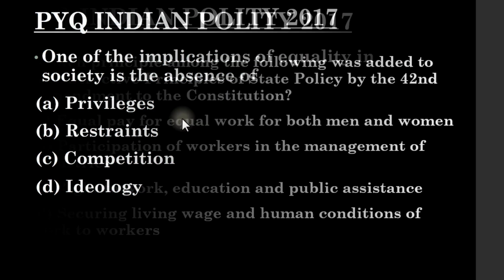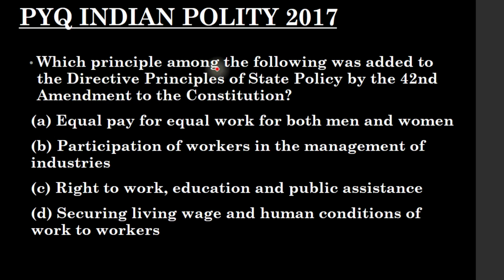Next question. Which principle among the following was added to the directive principles of state policy by the 42nd Amendment to the Constitution? Option A. Equal pay for equal work for both men and women. Option B. Participation of workers in the management of industries. Option C. Right to work, education and public assistance. Option D. Securing living wage and humane conditions of work to workers.